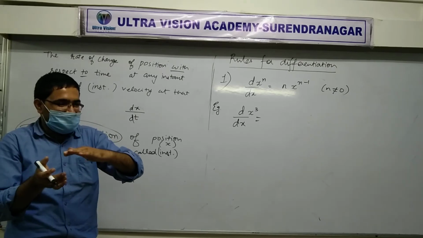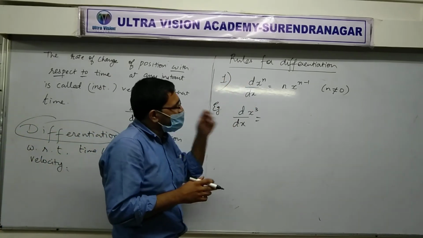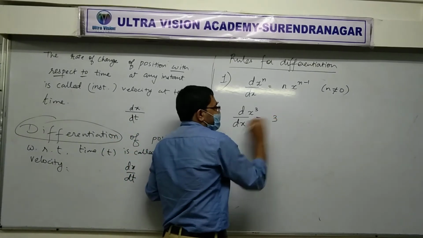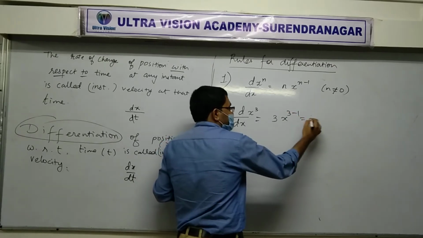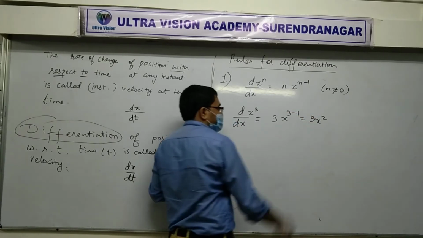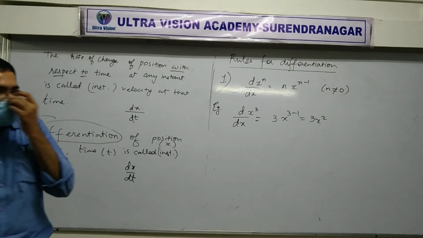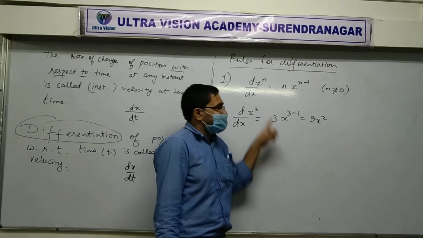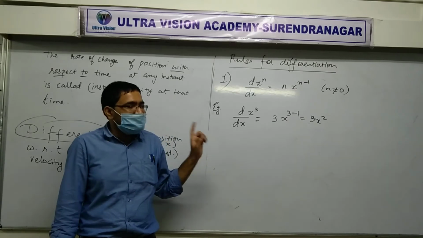What is n? 3. Very easy. So on the right side also we will put n equal to 3. Very well applicable. So first of all 3 x raised to 3 minus 1. Understood? So 3x squared. So if someone says what is d of x cubed by dx, then it is 3x squared. Remember this. Use that everywhere. Clear?